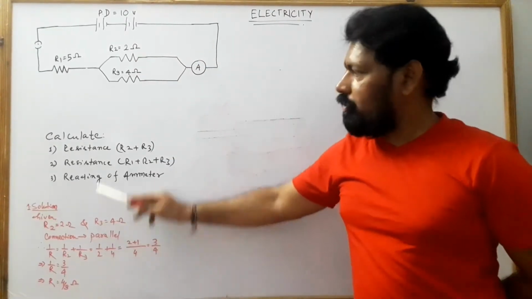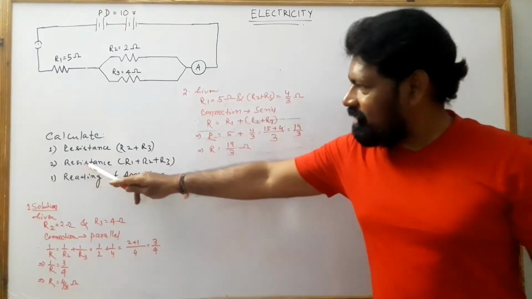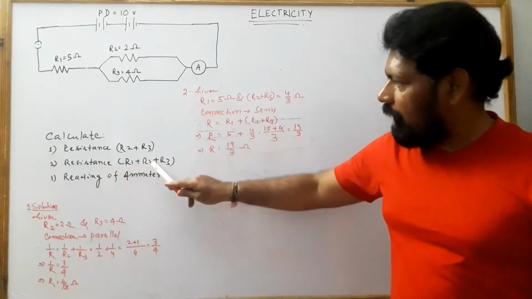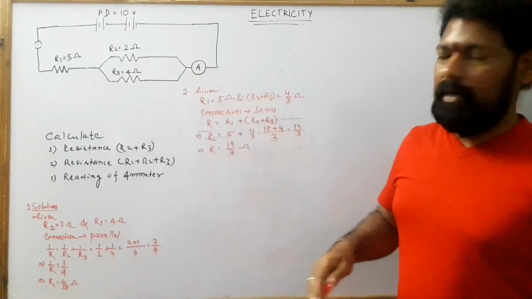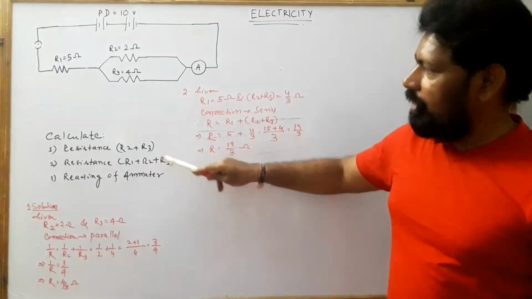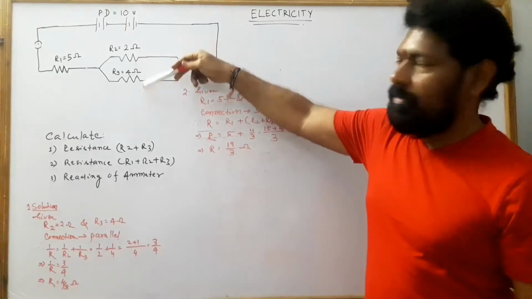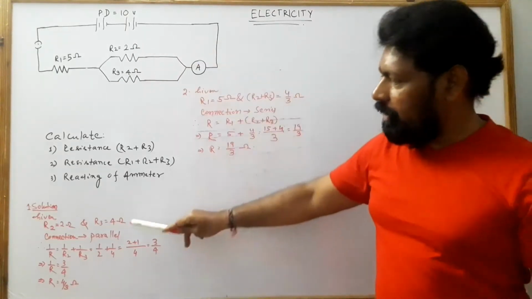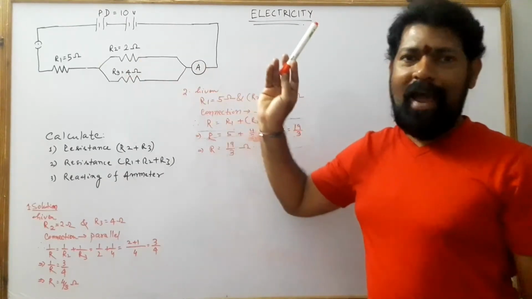Let's go to question number 2. Now the second bit is the total resistance: calculate the resistance of R1, R2 and R3. Even if a single step is given, you cannot add R1, R2, R3 directly. First, since R2 and R3 are in parallel connection, you need to calculate the total resistance of R2 and R3, then you have to add it with R1.